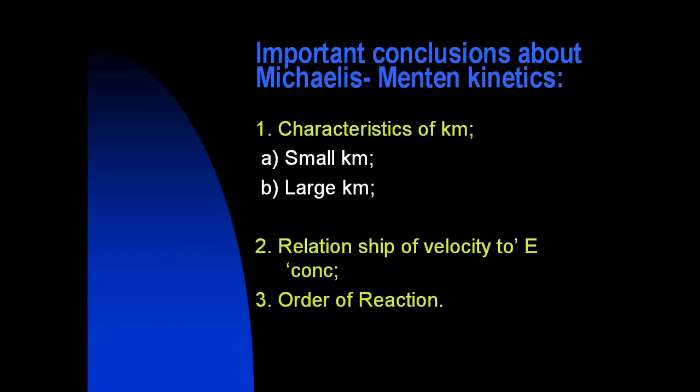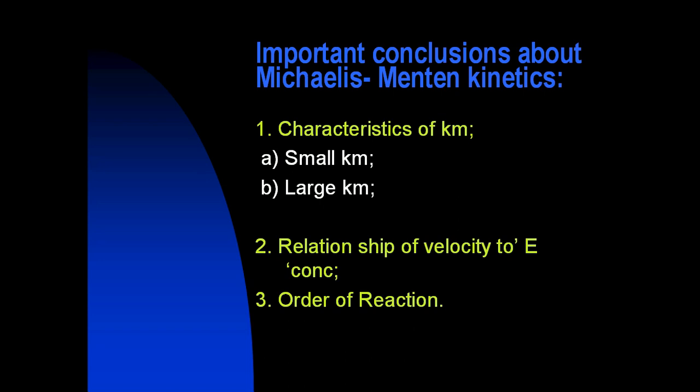Now the important conclusions about the Michaelis-Menten equation. Characteristics of Km. Km, we already know, is the representation of the Michaelis constant. It is characteristic of an enzyme and its particular substrate and reflects the affinity of the enzyme for that substrate. Km is numerically equal to the concentration of substrate at which the rate of reaction is equal to half Vmax.